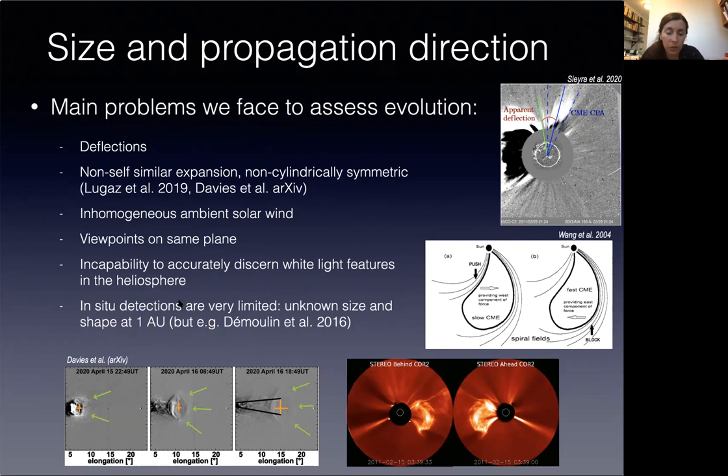Even with improved instrumentation, it is also difficult to discern white light features in the heliosphere. And the size and shape at 1 AU of CMEs cannot be directly assessed from measurements, since in situ detections are very limited. So we can capture those only at specific places in the heliosphere.